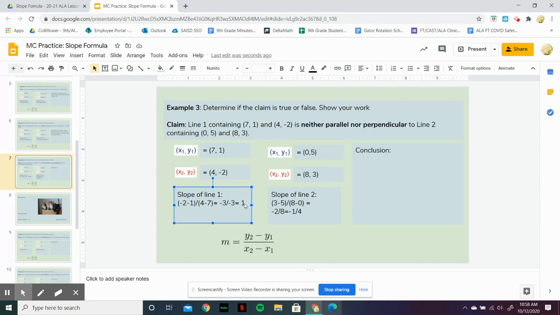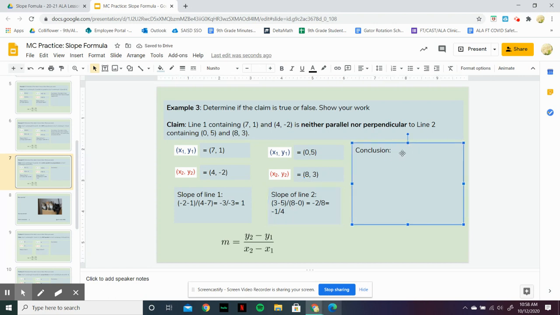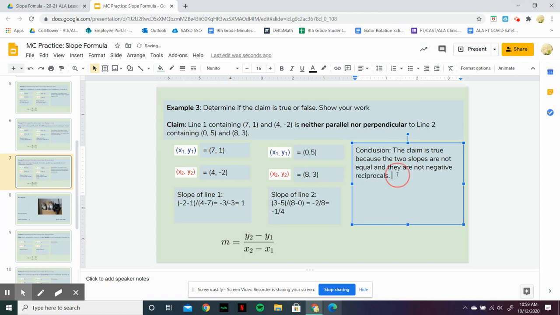So I'm looking at the two slopes. The first slope was 1. The second slope was negative 1/4. So these are not equal, and they are not negative reciprocals of each other. So I know that they're not parallel and they're not perpendicular, which means the claim is true. The claim is true because the two slopes are not equal and they are not negative reciprocals. That tells me that they are neither parallel nor perpendicular.